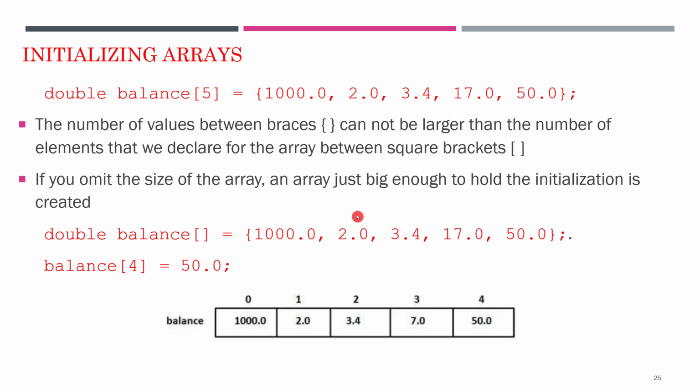If you omit the size of the array, the array is just big enough to hold the initialization. So we are not defining anything, it's fine. Double parents is an open array. We have five values in parents. While storing these values in the computer's memory, the first value will be given index 0, then 1, 2, 3, 4. Total will be 5 elements. First will be in the zeroth position. So when we call parents 4, the fourth position, which is the fifth element, 50 will be displayed. Hope it's clear.